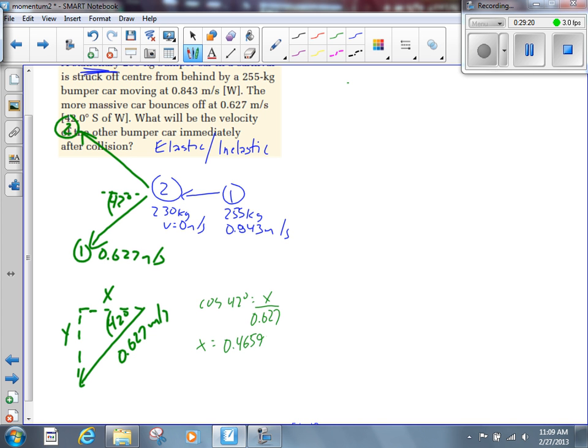0.46595, thank you. We're back to using velocity here, right? So it's meters per second, not kilograms, meters per second. Let's find the y component. It's the opposite side of the triangle, so we're going to say sine 42 degrees is equal to y over 0.627. What do we get for that one? 0.41954. Thank you. All right, now let's do our x's and y's.